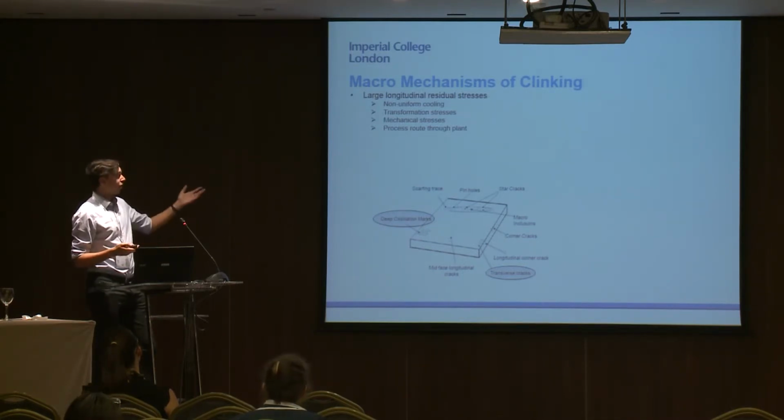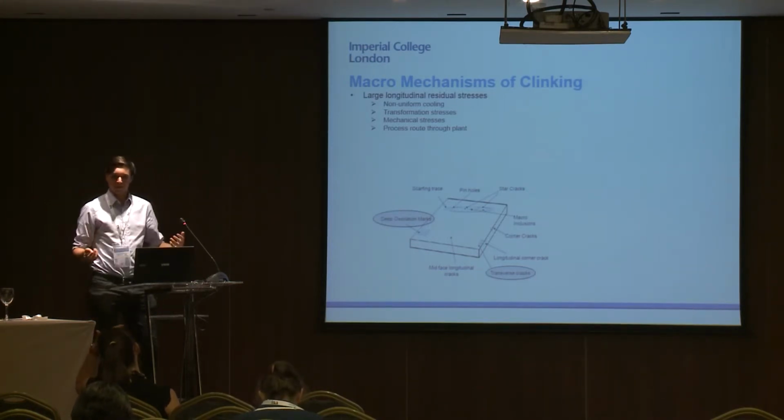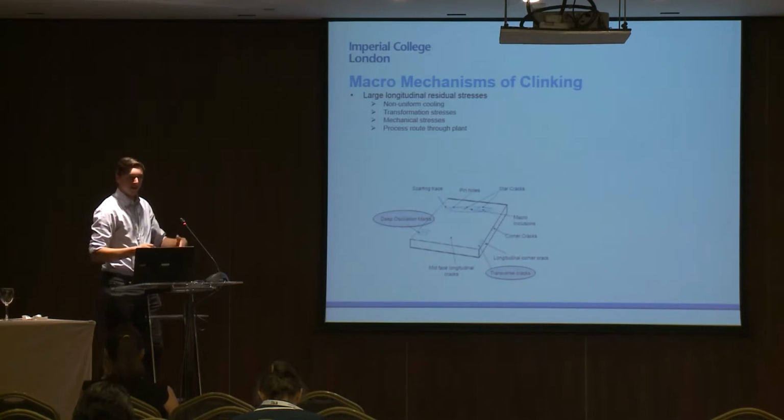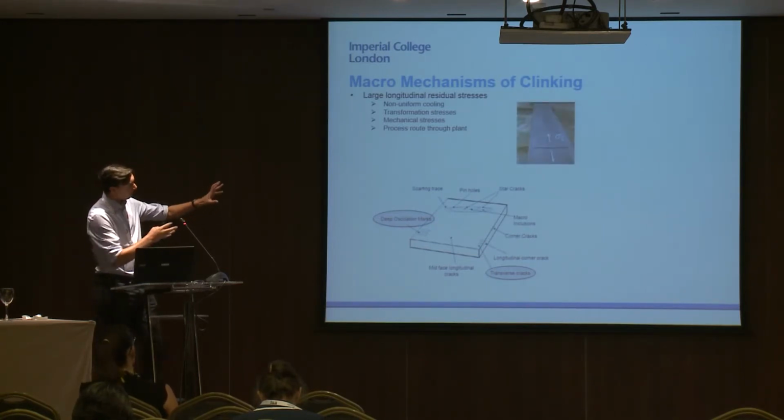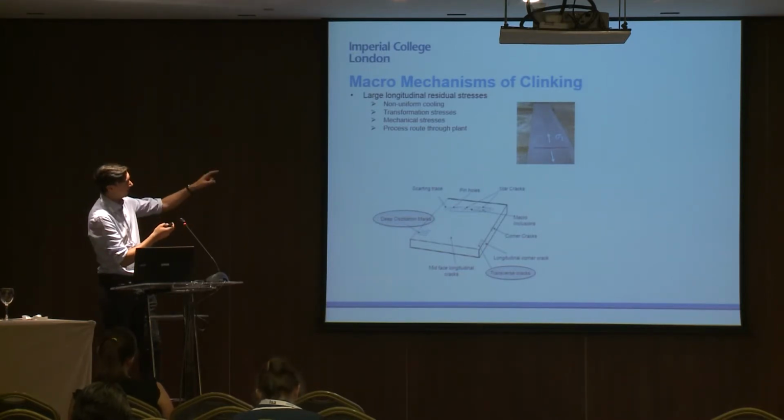And also, the process route through the plant is quite intrinsically important. If you start throwing slabs of steel around, or if the tractor drops it, that can cause a lot of input of stresses as well. So that picture there hopefully explains our thinking. These big stresses are pulling that crack apart, and you're getting a mode 1 failure.